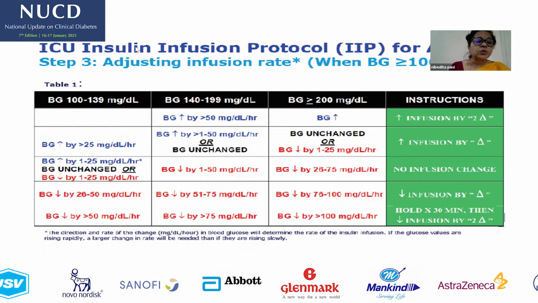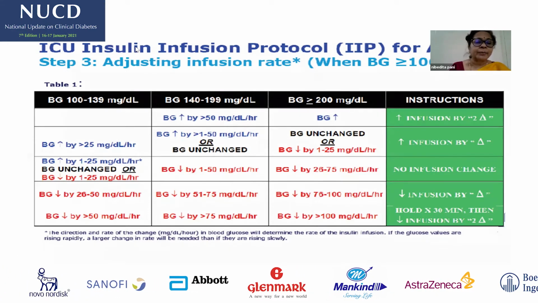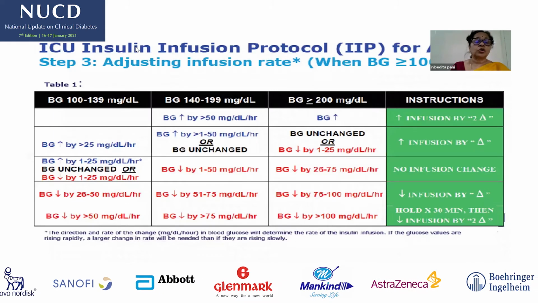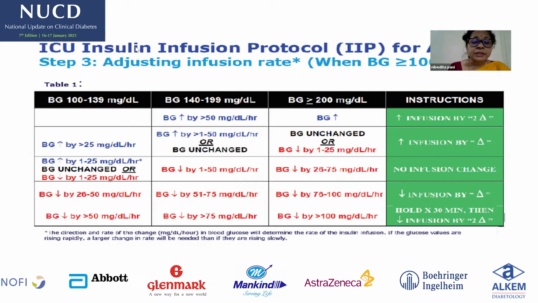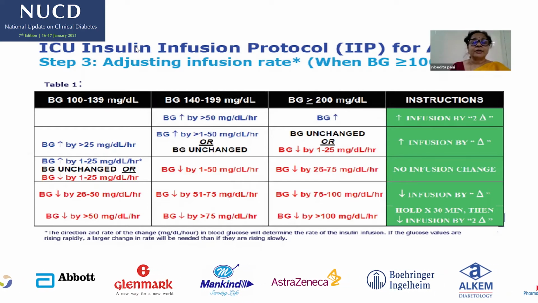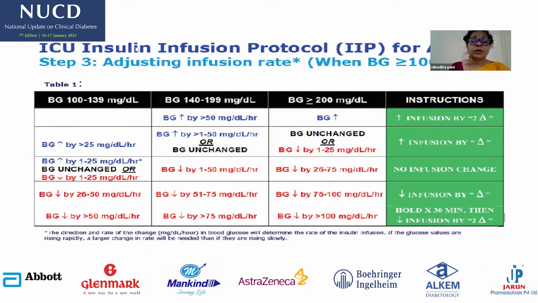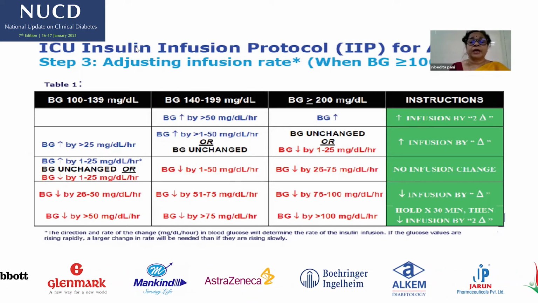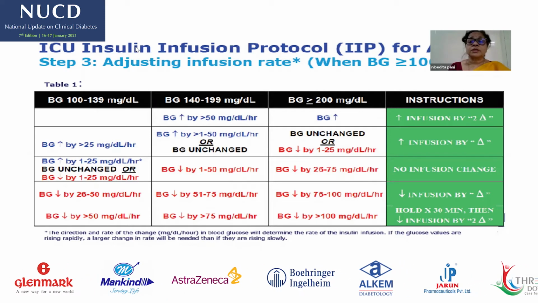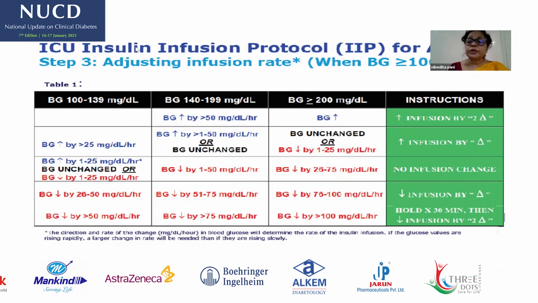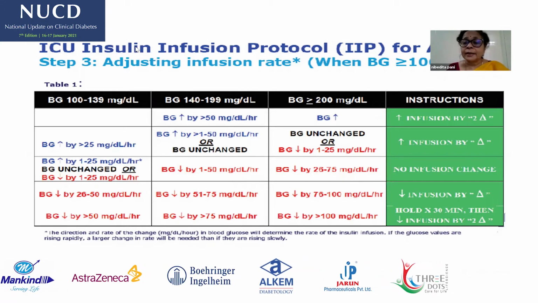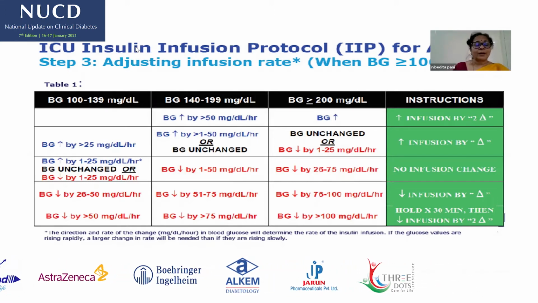Suppose the blood glucose is 100 to 139 milligram per dL, and you are seeing that the blood glucose is increasing by 25 milligram per dL per hour. If the blood glucose is 140 to 199, and you are seeing the blood glucose is increasing by more than 1 to 55 milligram per dL per hour. If the blood glucose is more than 200, and the blood glucose is unchanged, then what will you do with the infusion? You give the infusion by delta. So like this, you have to make the adjustments.